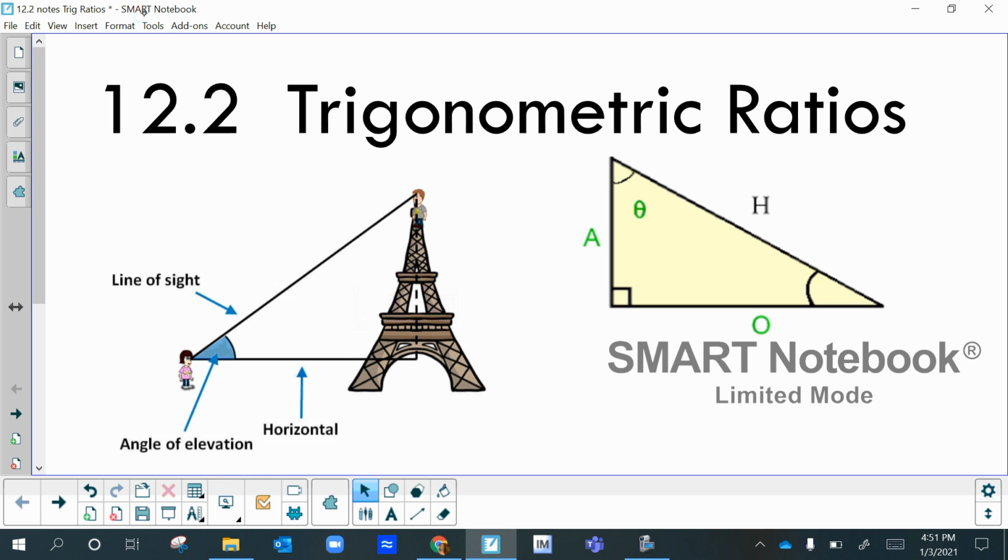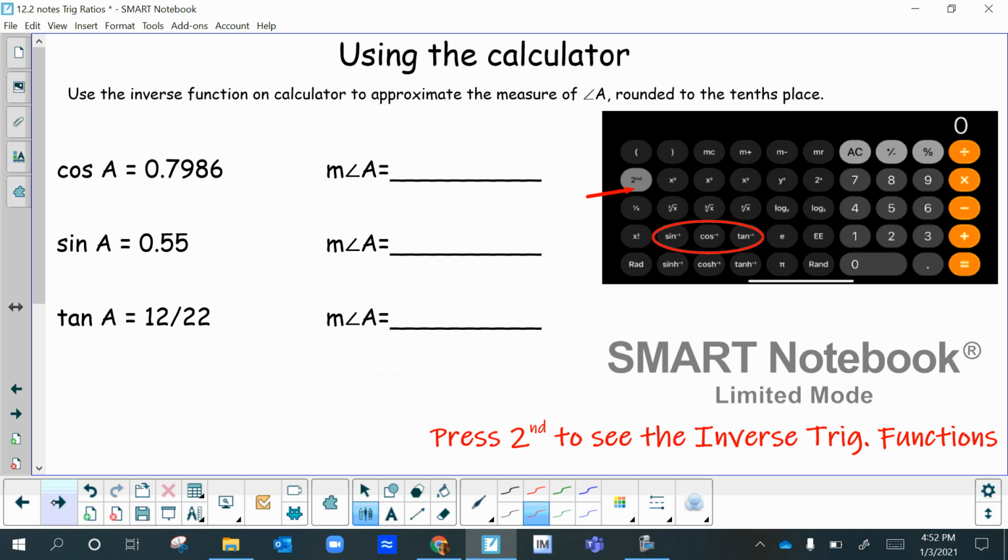All right, guys, this is going to be the next section for trigonometric ratios. This one's going to mainly focus on solving for the angles, okay? So you can see how there's an unknown angle measure there. There's one here. There's one here. So we're going to solve for those.